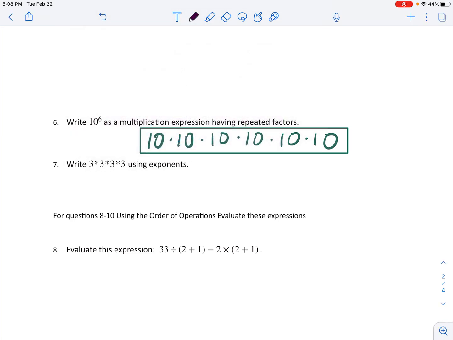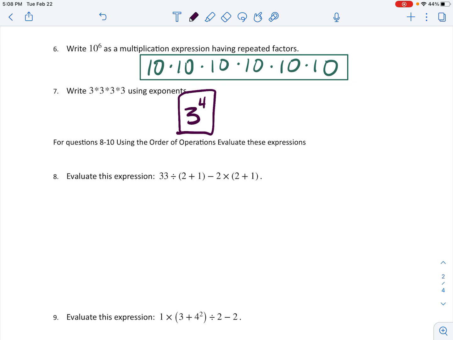Number 7, those little stars just mean to multiply. Okay, so it says write 3 times 3 times 3 times 3 using exponents. Okay, so all this would be is 3 to the 4th power, and that's our answer.